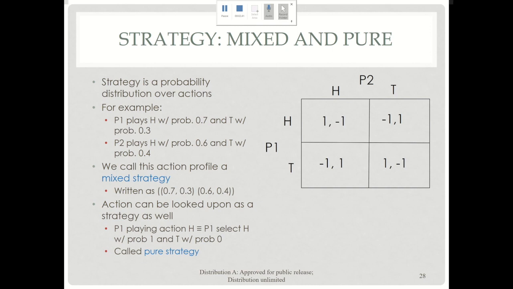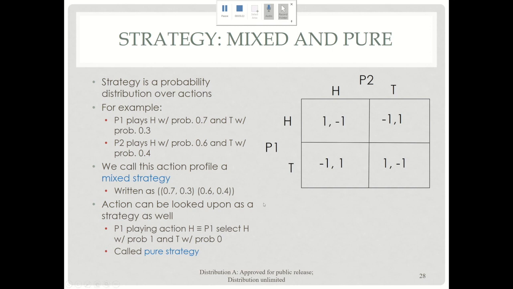An action can also be looked upon as a strategy. For example, H is an action of P1, and P1 playing action H is similar to P1 selecting H with probability 1 and T with probability 0. So in this scenario, in which a player selects only one of its actions with probability 1 and the rest of its actions with probability 0, that is, does not select them, that situation is called a pure strategy. So henceforth, instead of saying that a player chooses actions, we will say that a player chooses a strategy, assuming that selecting an action is a type of strategy called a pure strategy.